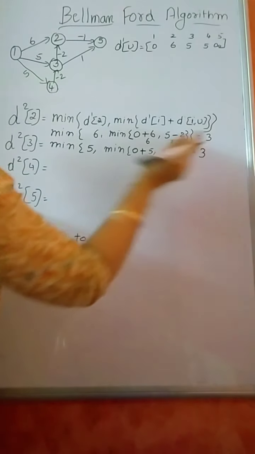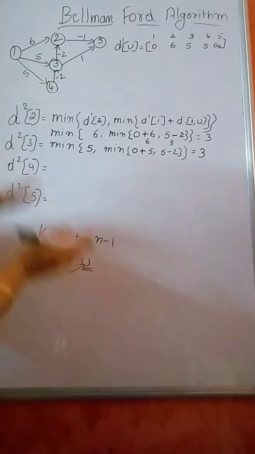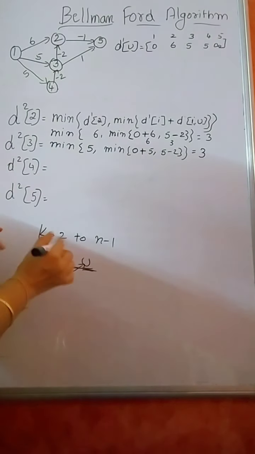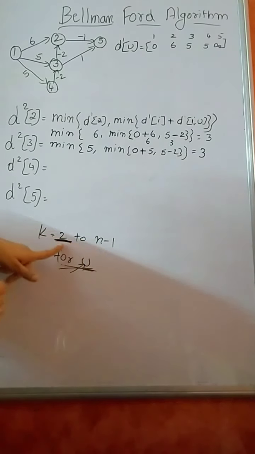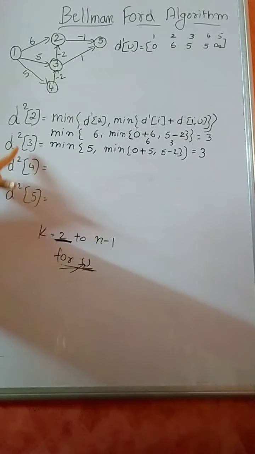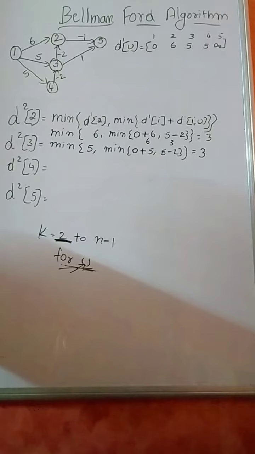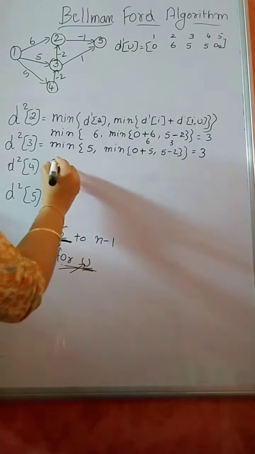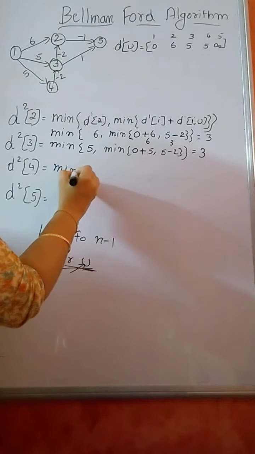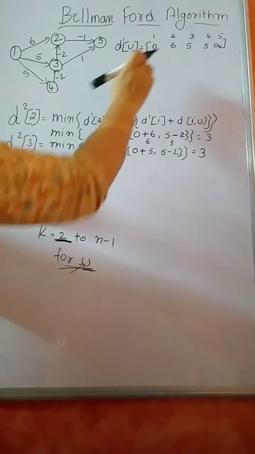We have not come out of the for loop here. We are still in the 2 only. Once I come out, then I have to update. Immediately don't update it. Now for 4, it is min of, what is the previous distance to 4? 5.